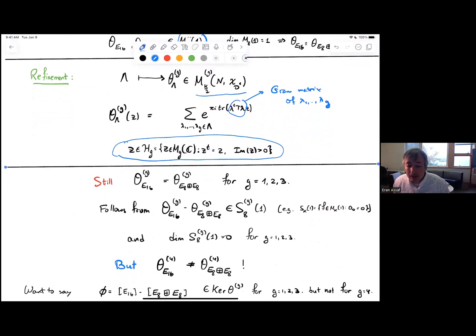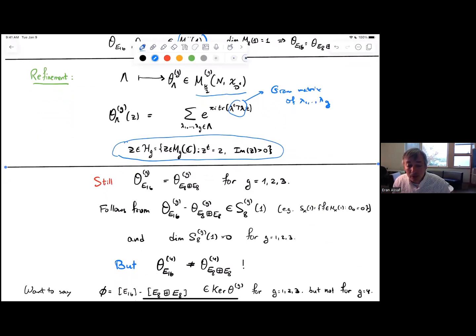And this is part of a more general theory where for every lattice, one can find some G for which this map is injective. Of course, it doesn't tell us what this G is, and there's still a lot of things to understand here.